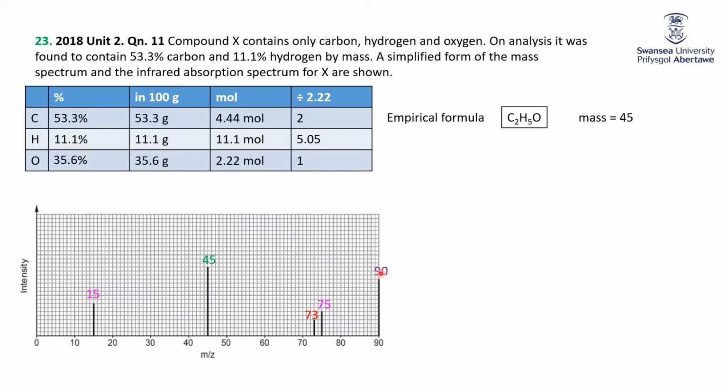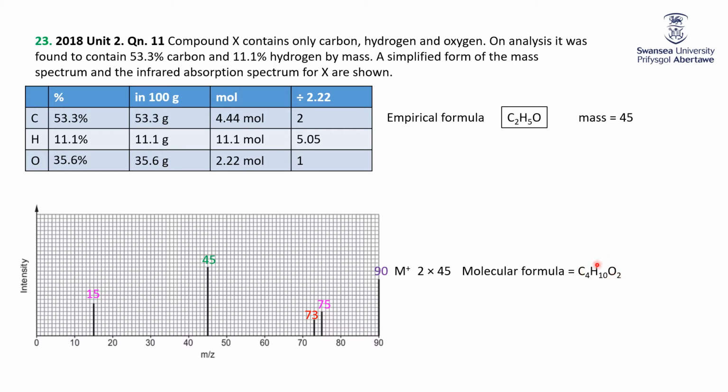First thing to notice is we got 90 there. This is the highest peak, and 90 is 2 times 45. So we can assume that this is the molecular ion, and therefore that the molecular formula is 2 times the empirical formula, because the molecular mass is 2 times the empirical mass. So the molecular formula C4H10O2.